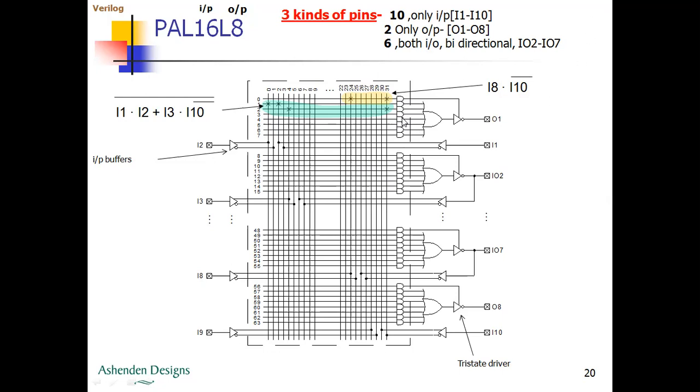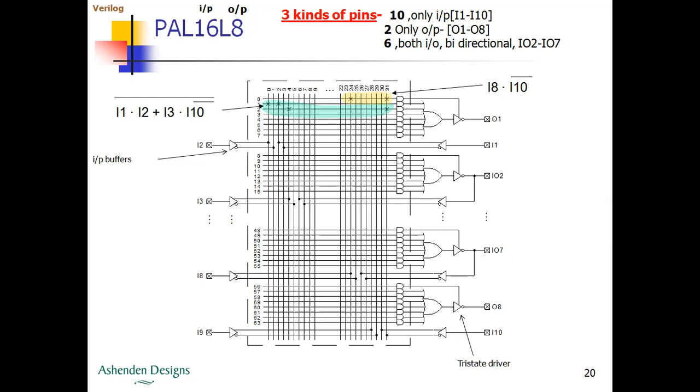Okay, a product term will be formed for each horizontal line. Next information is regarding these, let's call them tri-state drivers, right? These symbols indicate the tri-state drivers, where we have the input and the output. Along with that, you can also find one more line. This line we call a control line, right?